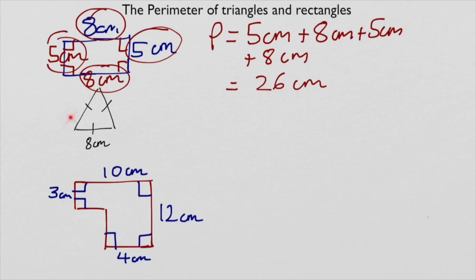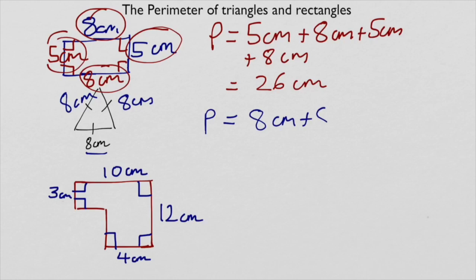Okay, next example. Let's have a look at our equilateral triangle. Equilateral means that all the lengths are the same length. So if the one length there is 8 centimeters, that means the other two lengths also have to be 8 centimeters. So our perimeter, P, is going to equal 8 centimeters plus 8 centimeters plus 8 centimeters, which equals 24 centimeters.